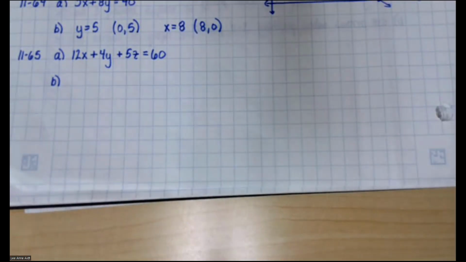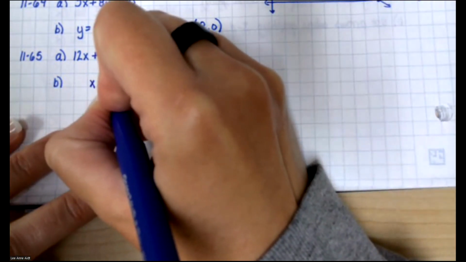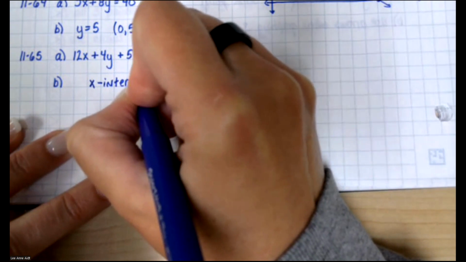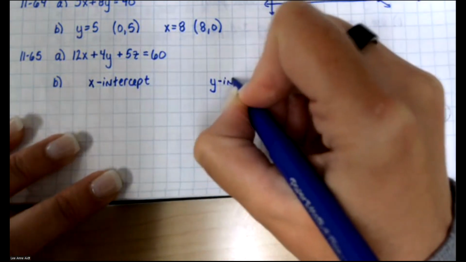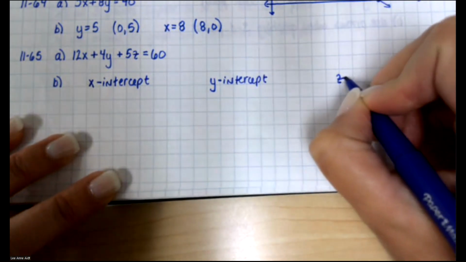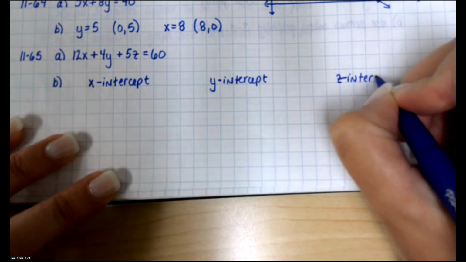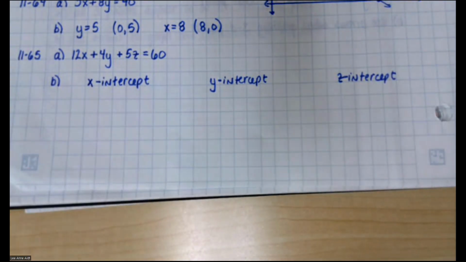Okay. So we're going to find 3 points. We're going to find the x-intercept, the y-intercept, and the z-intercept. This is very simple math, which is great.